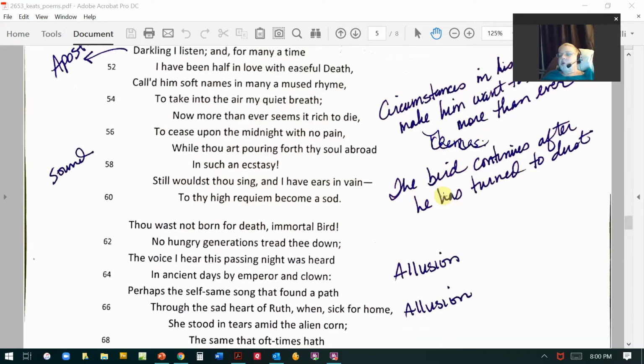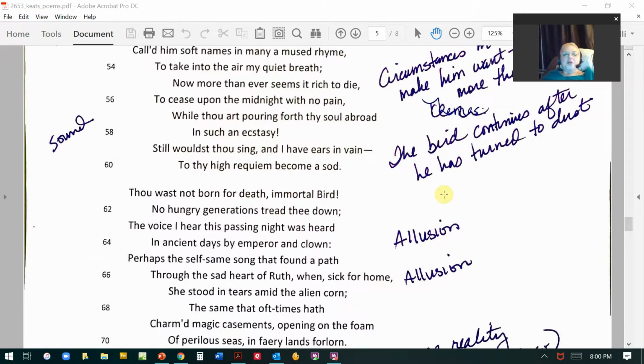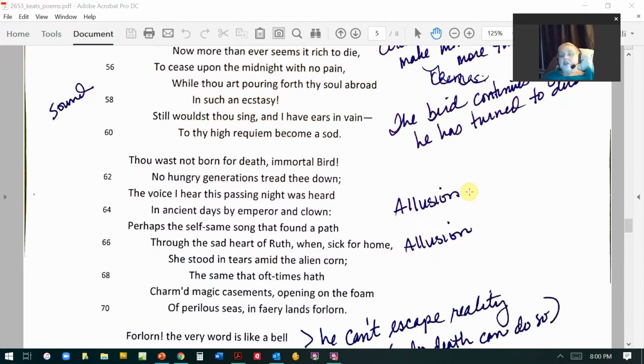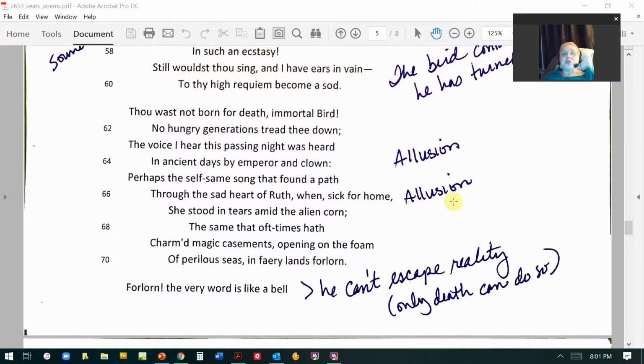Thou wast not born for death, immortal bird. No hungry generations tread thee down. The voice I hear this passing night was heard in ancient days by emperor and clown. Perhaps the self-same song that found a path through the sad heart of Ruth, when sick for home she stood in tears amid the alien corn. The same that oft times have charmed magic casements, opening on the foam of perilous seas in fairylands forlorn.